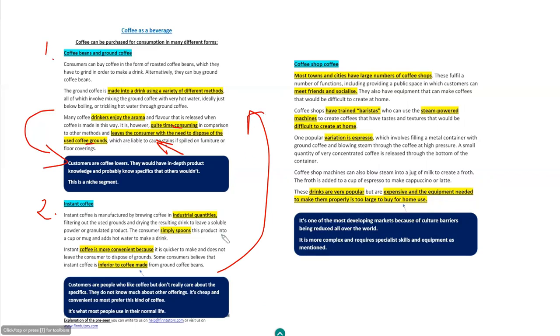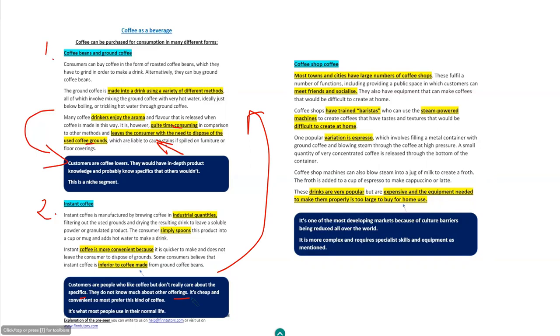Some consumers believe that instant coffee is inferior to the coffee made from coffee beans. So people who are consuming instant coffee won't really care. They just want coffee. They don't want it to be, let's say, something specific. They don't care how much caffeine or how much sugar. They don't care about the intricacies. The customers are people who like coffee but don't really care about the specifics. They do not know much about other offerings as well. It's cheap. It's convenient.